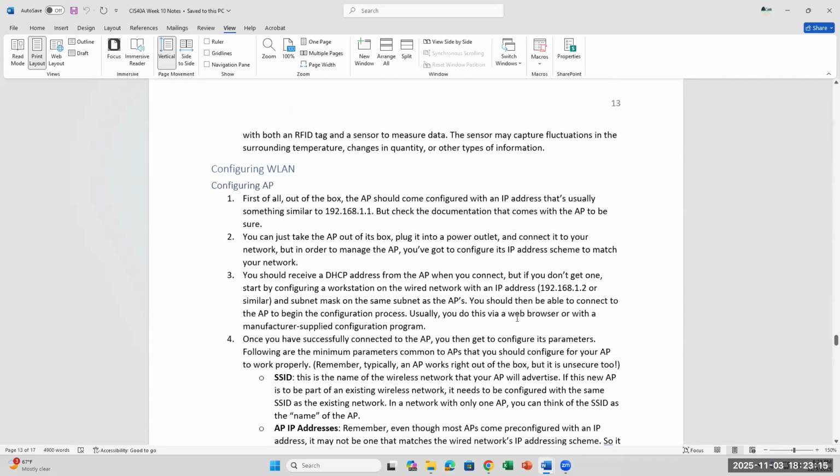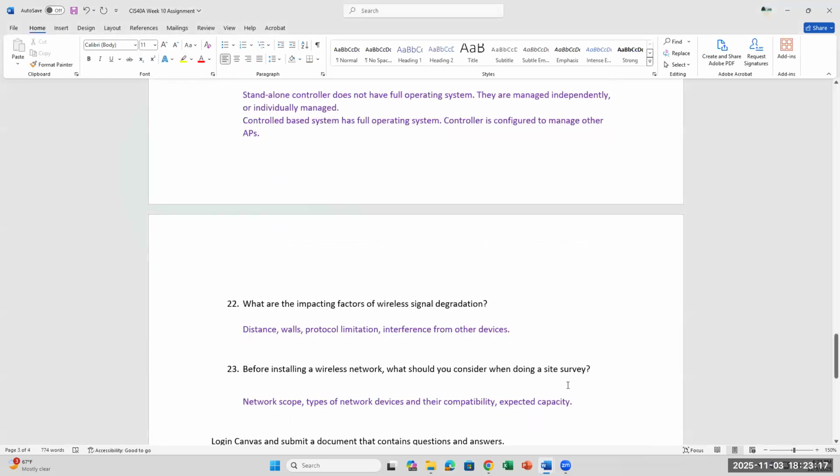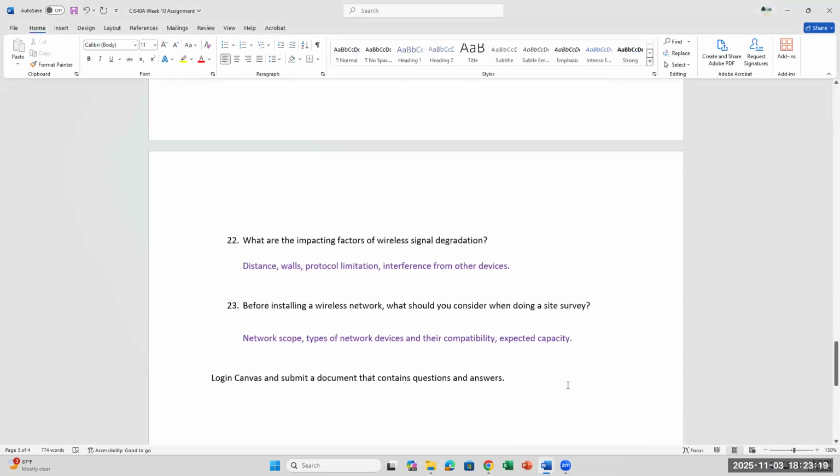All right. So the next step is configuring LAN or wireless LAN. For question 23, before installing the wireless network, what should you consider when you do a site survey? When you do a site survey, you basically use a signal reader and you walk the distance to see how far your signal will reach its max, right? When you get the least signal, what is the length or the width or the circumference of the area that you're working with?